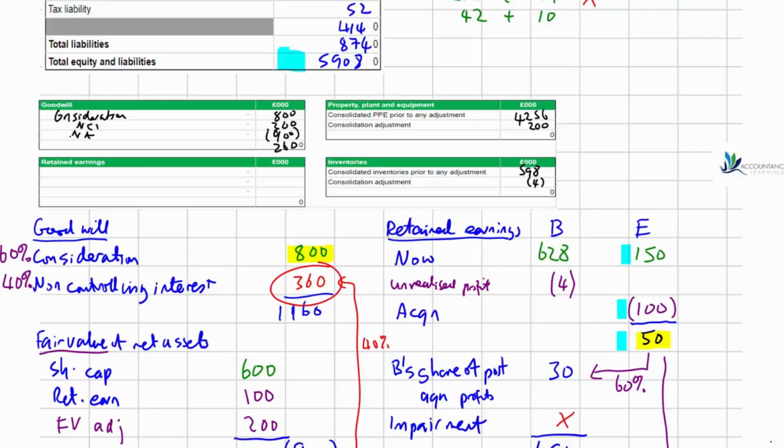And for the retained earnings, we've got the parent company of 628. We've got the subsidiary, and their share is 30. And then we've got the unrealized profit, haven't we? The adjustment of 4. So if you want to include those numbers in the workings, just in case, then that would be a good idea. But if you're running out of time, that's not necessarily going to be essential, as long as you've actually done the full workings and you've put the numbers into your answer.